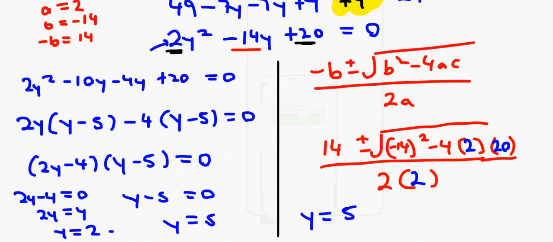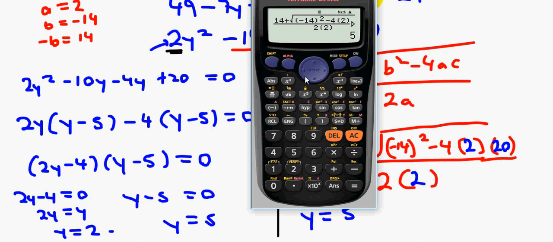Now, to get the other answer, keep going backwards until you change it to a minus. It's plus 2 on my calculator.